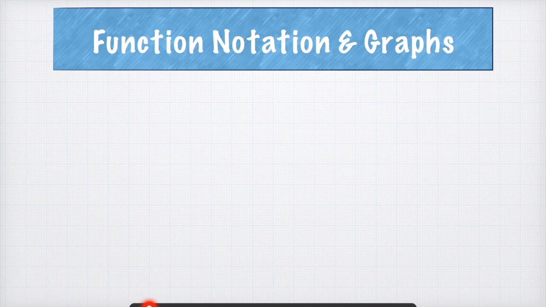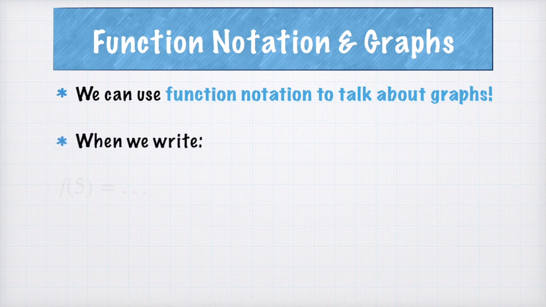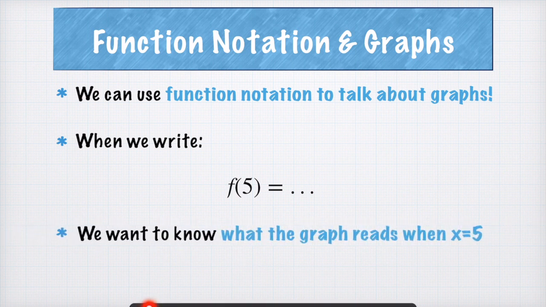Now we're going to talk about function notation and graphs. So we can use our function notation to talk about graphs. And when we write something like f of 5 is equal to something, what we're asking, especially if we have a graph, is what does the graph read when x is equal to 5. So we go over to x equals 5 and go up or down and see where the graph is reading.